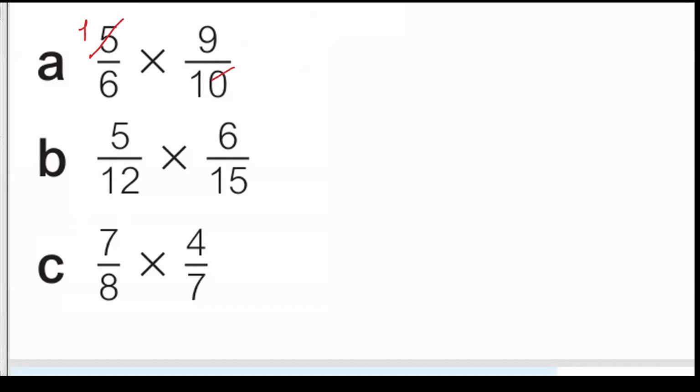This will be 1 divided by 5. This will be 2. I can also simplify the 6 and 9 by 3. Divided by 3, this will be 2. Divided by 3, this will be 3. And then you'll have 1 times 3 is 3. 2 times 2 is 4.